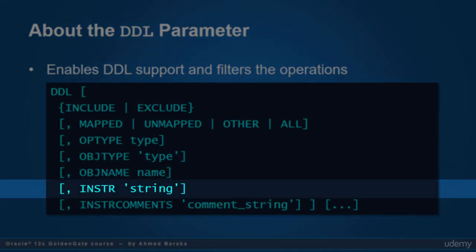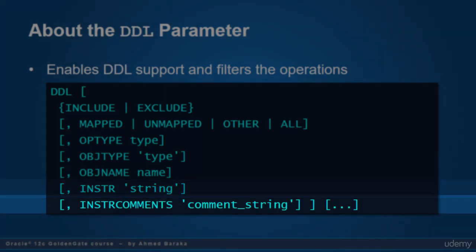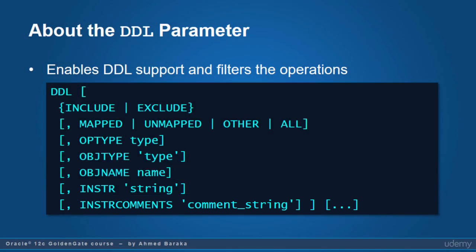INSTR is used to filter the DDL statements that contain a specific character string within the command syntax itself, but not within the comments used in the command. On the other side, the INSTRCOMMENTS keyword filters the statements based on the characters in the comments, but not in the command. This is not the full syntax of the command, by the way. I'm just showing here the most commonly used options in the parameter.